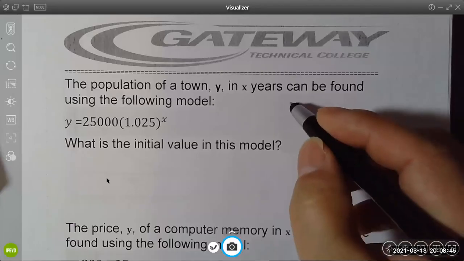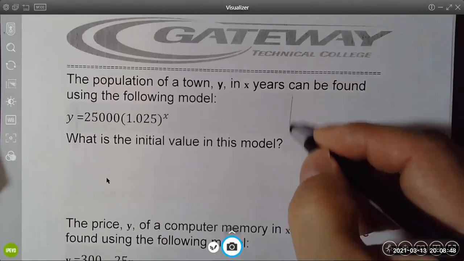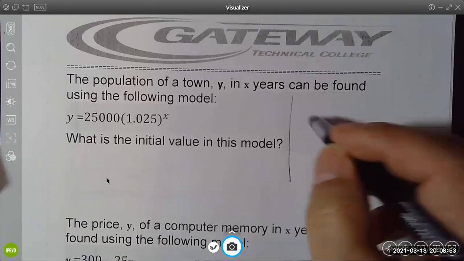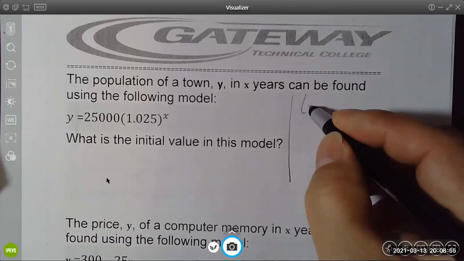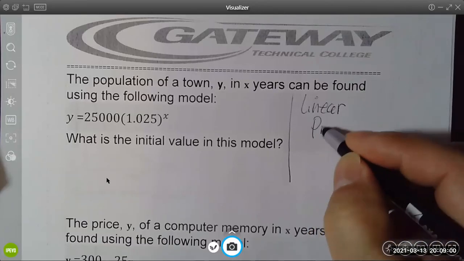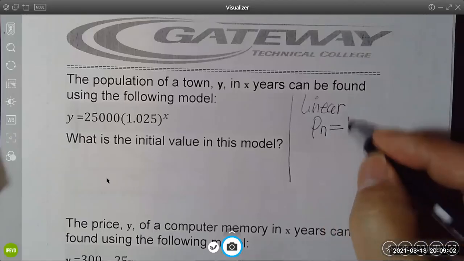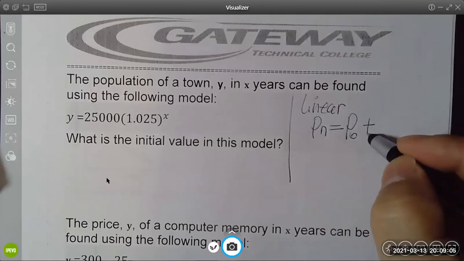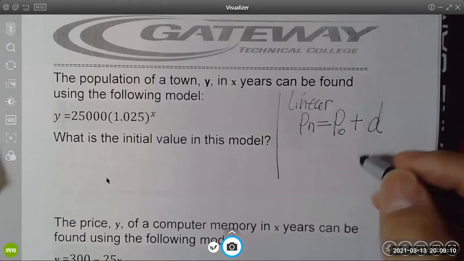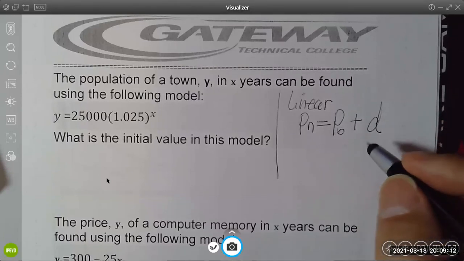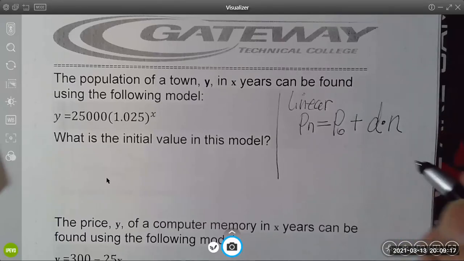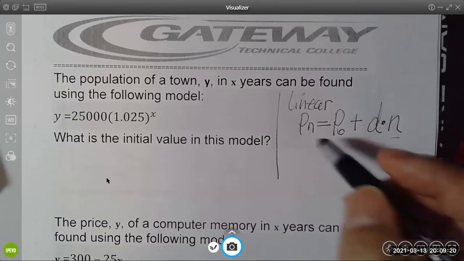And to help you recall that, I put this on the side. These are the two general forms of these two models. First, the linear model. It goes like this: Pn, this output, equals P0, which is the initial value, plus D, which is called the common difference, which is also the growth rate. In terms of graph, it is also equal to the slope of the line, and times the input represented by n. And n is input, Pn is output.